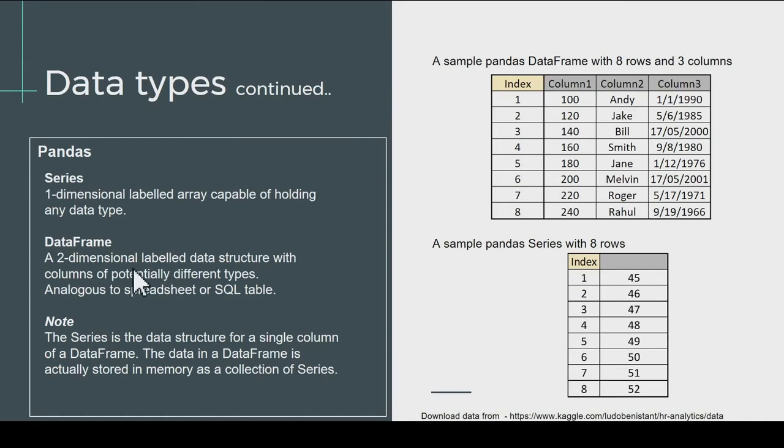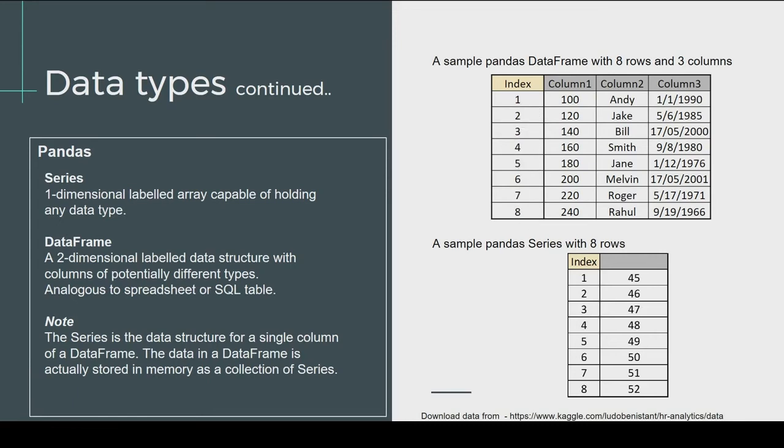The data frame is a two-dimensional labeled data structure with columns of potentially different types. It is analogous to Excel spreadsheets or SQL tables. Over here, we can see that the rows have an index as well as the columns have a column index. We can access one of these elements with the row index and the column index. Unlike other data types, this can have numeric values or even string values. We can alter the index values as per our convenience.